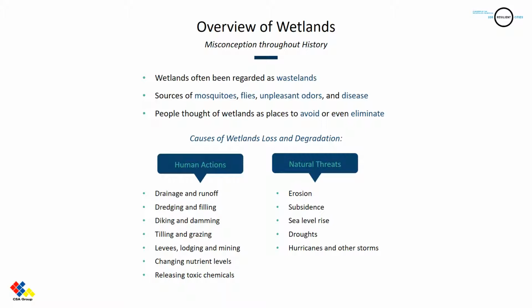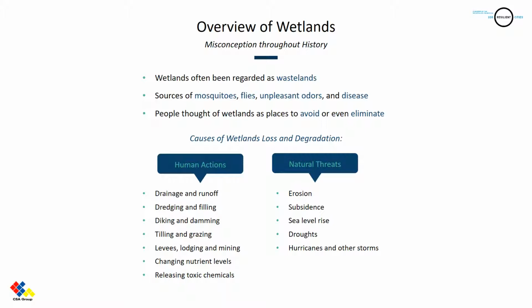Regrettably, wetlands have been subject to misconception throughout history. Wetlands have often been referred to as wet wastelands, sources of mosquitoes, flies, unpleasant odors, and disease. In the past, people thought of wetlands as places to avoid or even eliminate. This is why people drain and fill wetlands without understanding the consequences, right? Such as flooding, saltwater intrusion into aquifers, water supply problems, all of that.